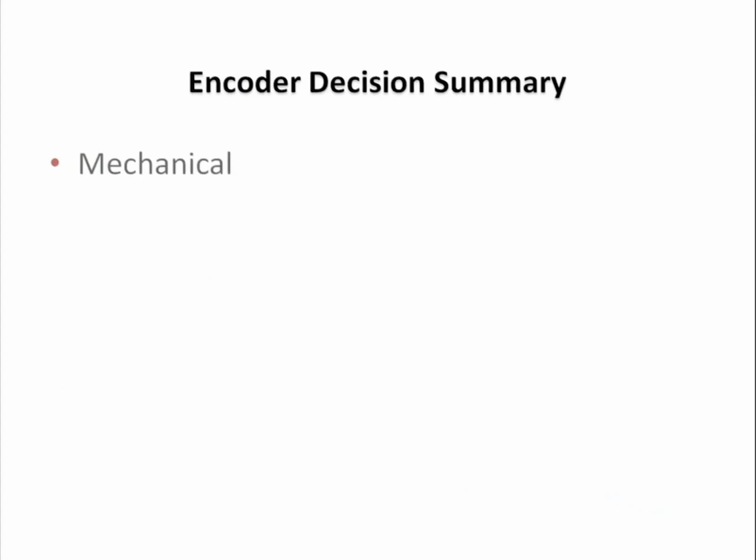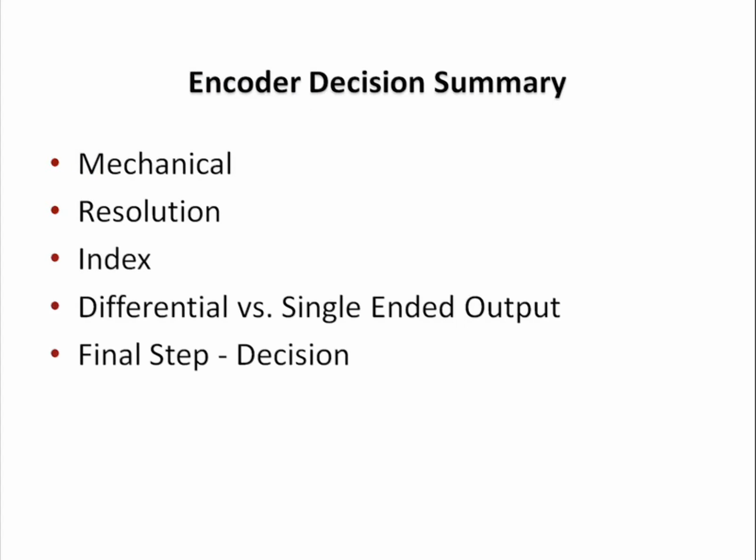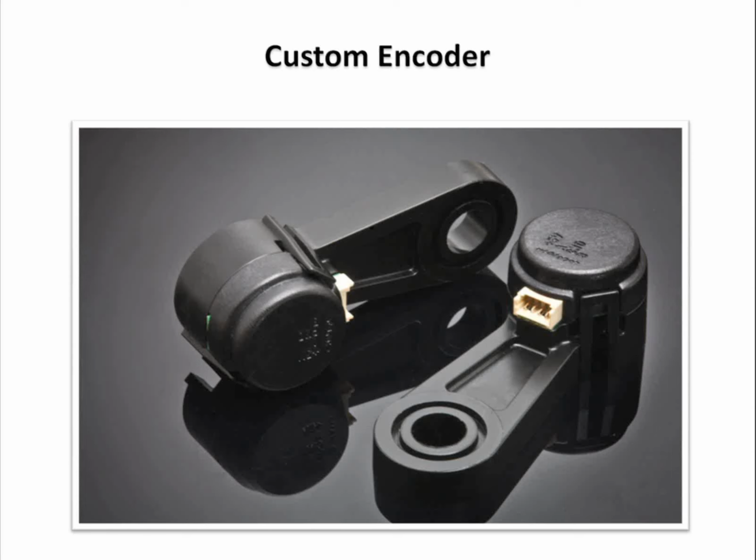So when thinking about making a decision, we covered mechanical, we covered the resolution that your system needs, we covered index and your home position. We also looked at the outputs, differential versus single-ended. And then at this point, you're ready to make a decision on which encoder to select. One thing to keep in mind when thinking about Lin Engineering and US Digital is flexibility and customization.